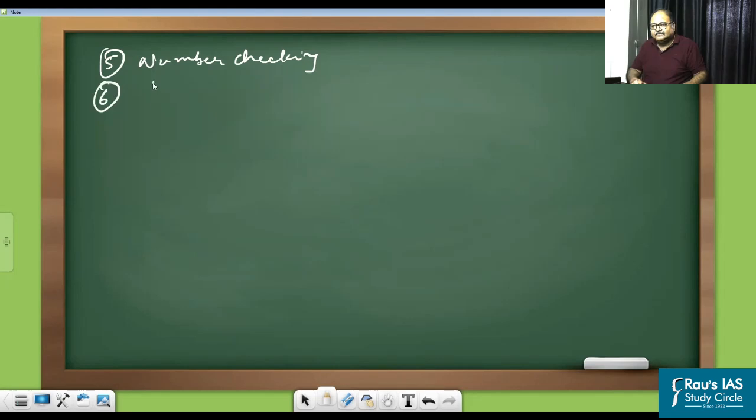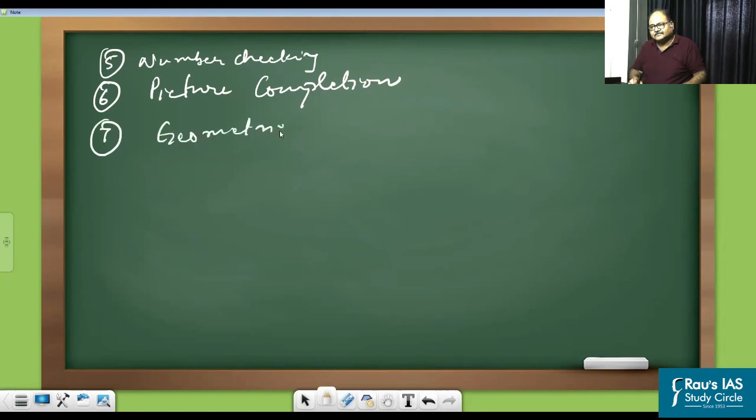picture completion. So you will be given some incomplete picture and you have to complete them. Picture completion and geometric constructions. So using normal geometric forms, how many types of geometric shapes can you construct? Geometric construction. These were the 7 subscales in Army Beta test.